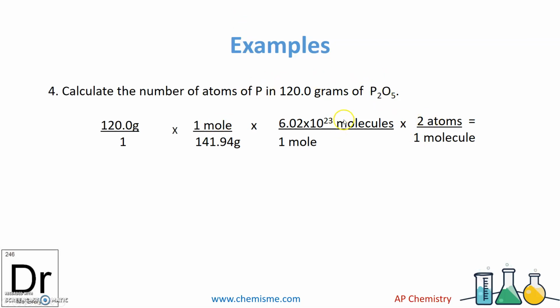So one more conversion factor where the molecules are catty-cornered, and 1 molecule is equal to 2 atoms. So we're going to do all this calculation, 120 divided by 141 times 6.02 times 2. And our final answer is 5.073 times 10 to the 23.